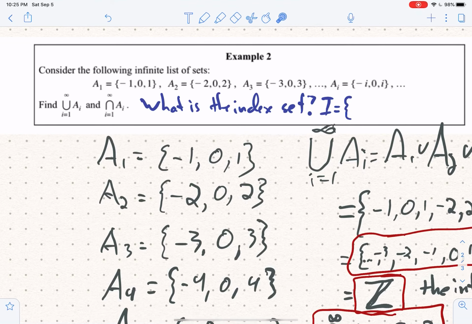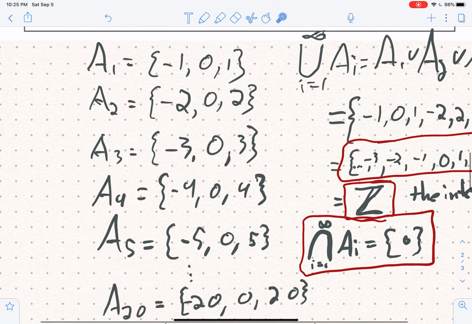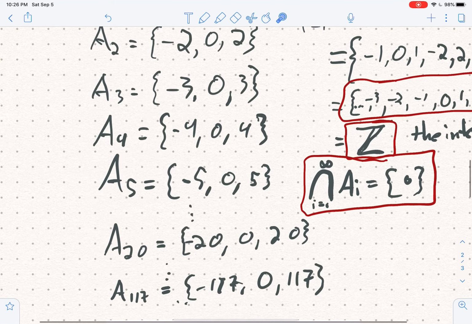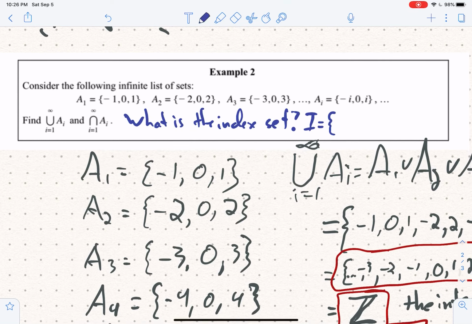You can see if you write out all of these sets, there's one which has a 4 there and one which has a 5. If we kept going, you'd get one that has a 20 there and one that has 117 there. So there's a lot of stuff in this index set. The index set is the set 1, 2, 3, 4, 5, ... and it keeps going forever. This set also has a nice name. This is just called the natural numbers.